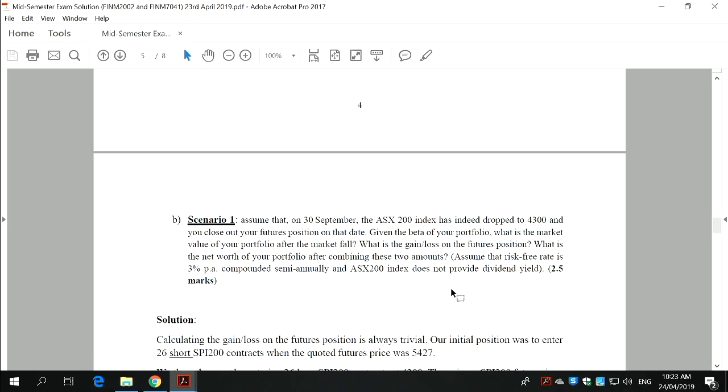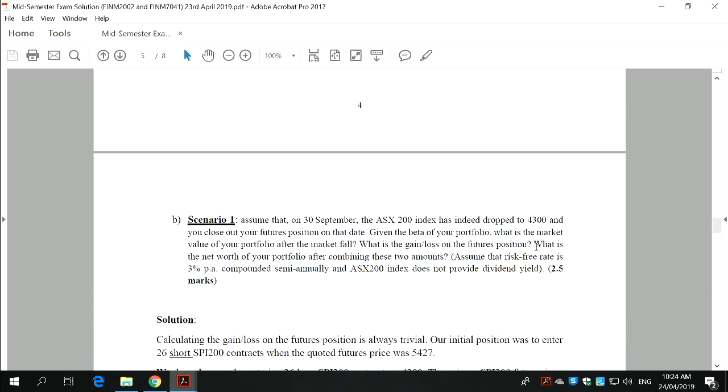Okay, so I've given you two scenarios. The first scenario says on the 30th of September, ASX 200 index indeed dropped to 4,300, and you closed out your futures contract position on that day. Given the beta of your portfolio, the first question is, what is the market value of your portfolio after the market decline? The second question is, what is the gain or loss on your short futures position, and what is the net worth of your portfolio after combining these two figures?